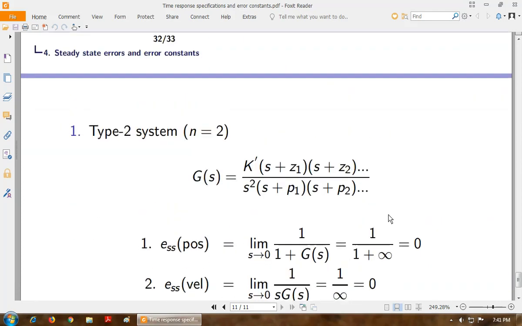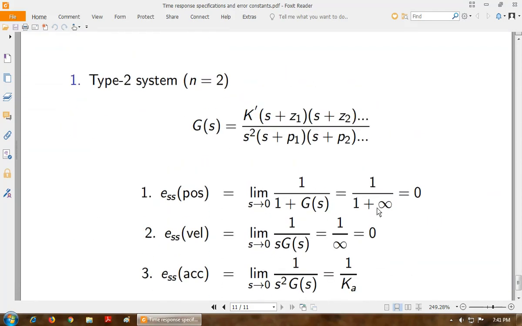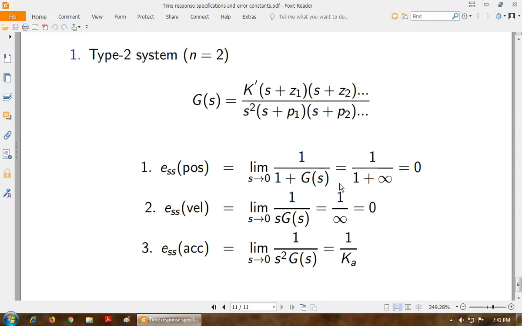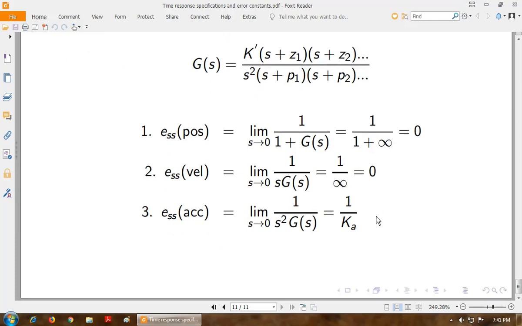Now let's see the last slide, the value of steady state error for type 2 system. It is shown that when the type goes on increasing, the error goes on reducing. This is the sentence which is written, and it is now confirmed. The last error which remains is the acceleration error. For type 2 system, the third error is going to have some specific value, and the position and velocity errors are going to be 0. So this is all about the time response specifications and steady state error. Thank you.